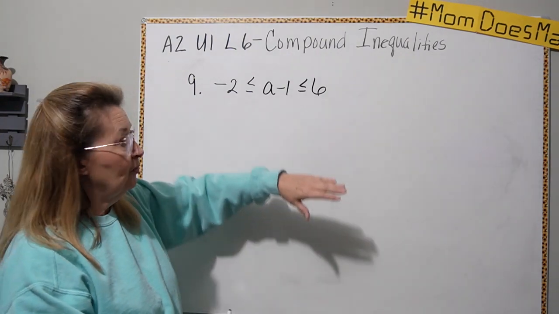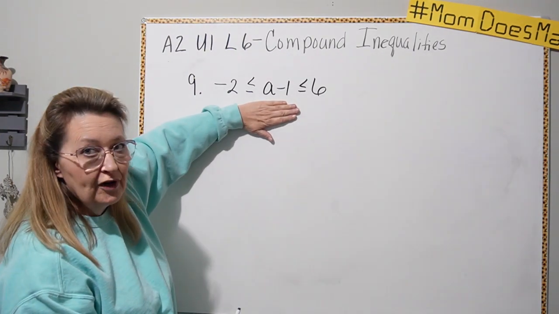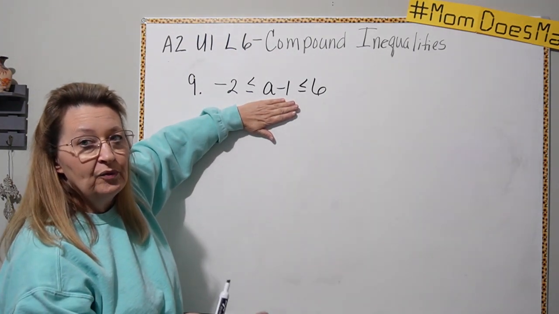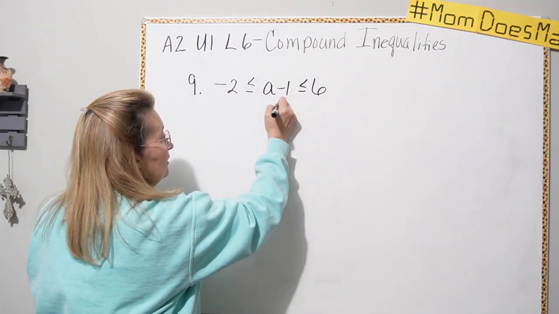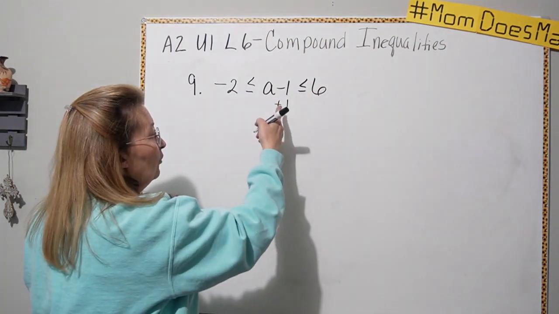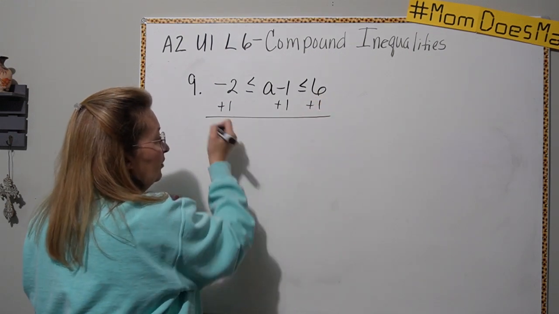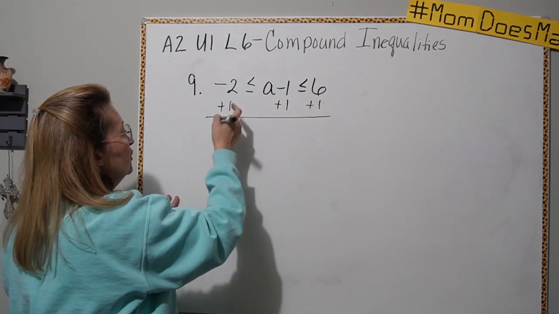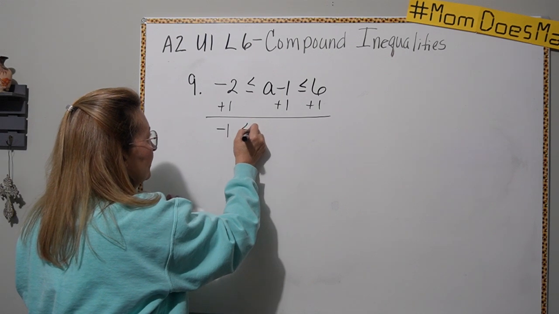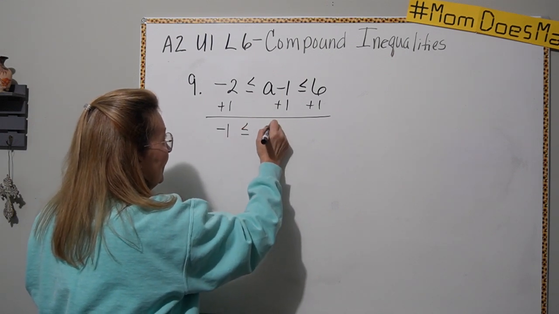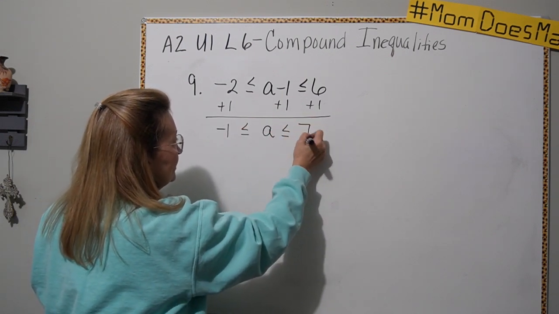So find your variable, and it's right here. What's attached to your variable? The negative 1. So we're going to get rid of that number. I'm going to add 1 to get rid of it. Now whatever you do to the middle part, you have to do to both the other parts. Negative 2 plus 1 is negative 1, less than or equal to a, less than or equal to 7.